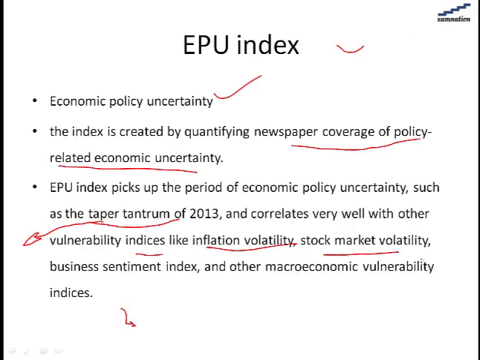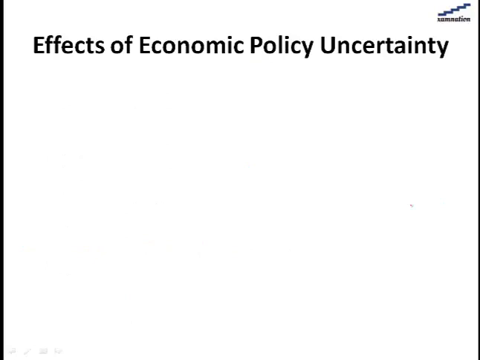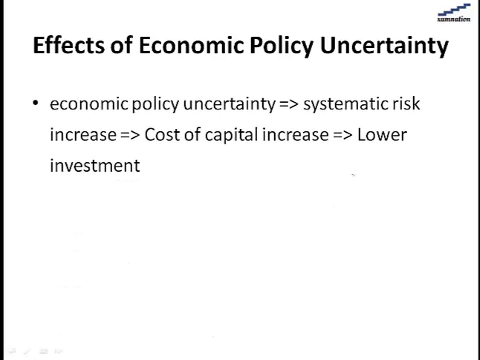So now, how is the EPU index, or economic policy uncertainty, going to affect the economy? It affects the economy through the route of investment. The higher the economic policy uncertainty, the higher the systematic risk. Systematic risk is the risk which is not particular to a particular company, whereas unsystematic risk is particular to a company. So the higher the economic policy uncertainty, the higher the systematic risk. If you are investing in a risky asset, you require more money. So higher cost of capital, more return.